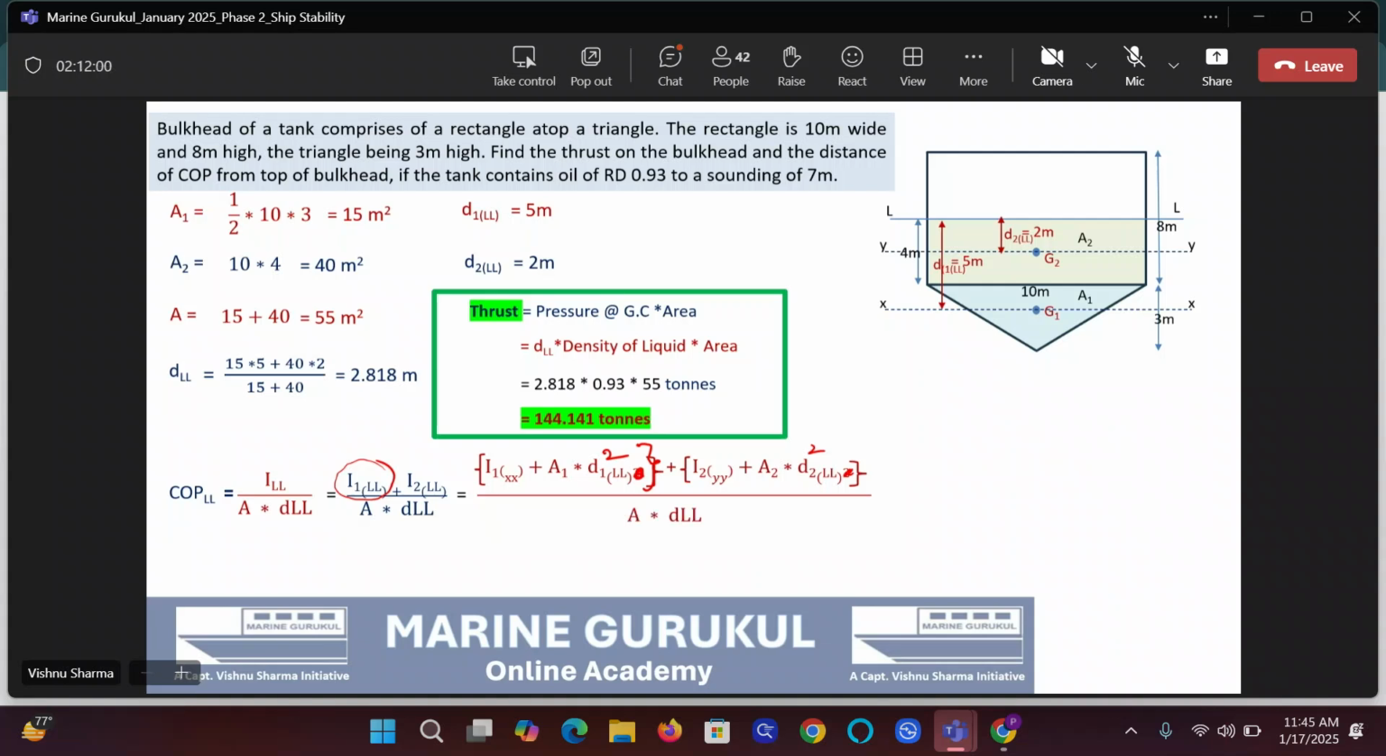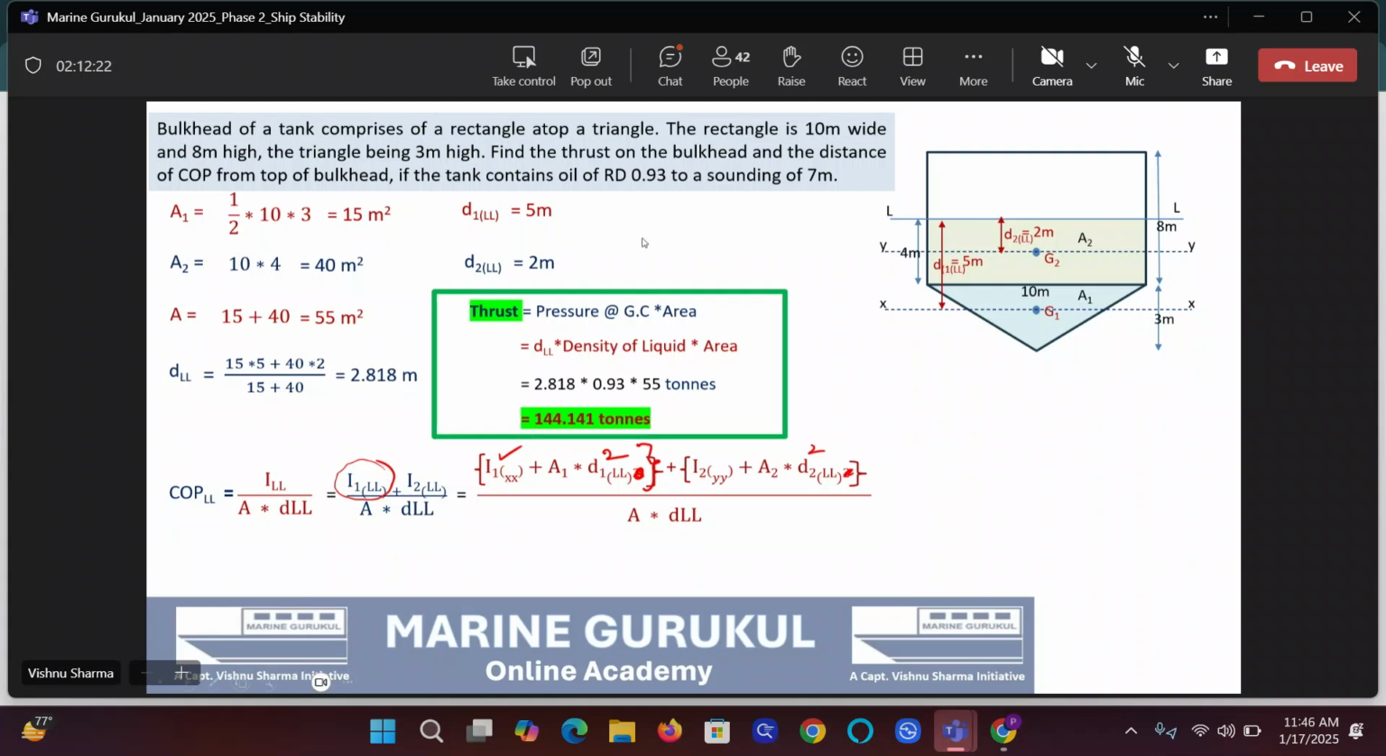Now, guys, look at the diagram and give me the values. How do I get I1XX? What do I multiply, divide with? Give me the values now. Don't say BD cube by this. Give me the values. 10 into 3 cube divided by 36. Very good. Is he right, guys? Abhinav says 10 into 3 upon 36 is this term, this one.